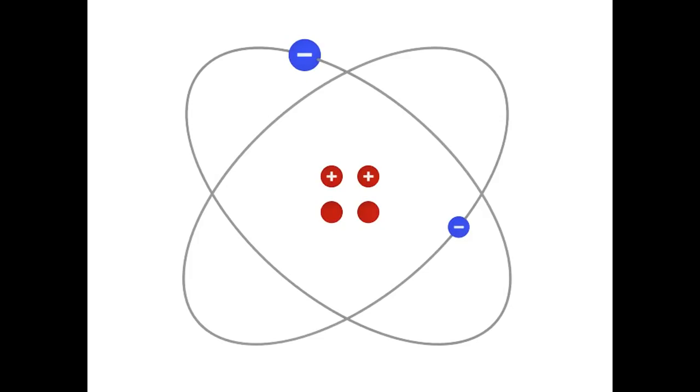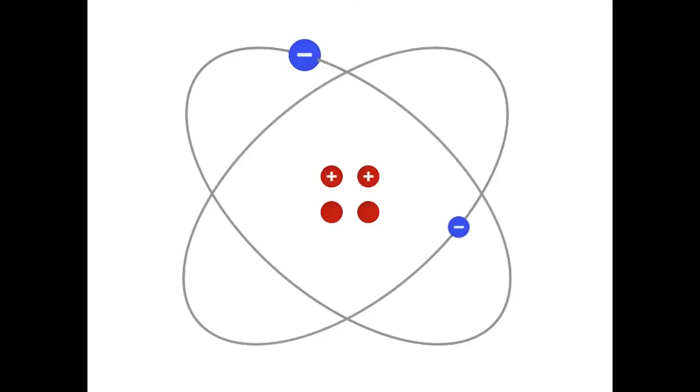All matter is made up of atoms. At the center of the atom is the nucleus, which contains positively charged protons. Also found in the nucleus are neutrons, which have no charge. Orbiting the nucleus are the negatively charged electrons. Electrons are held in orbit around the nucleus because their negative charge is attracted to the positive charge of the protons.